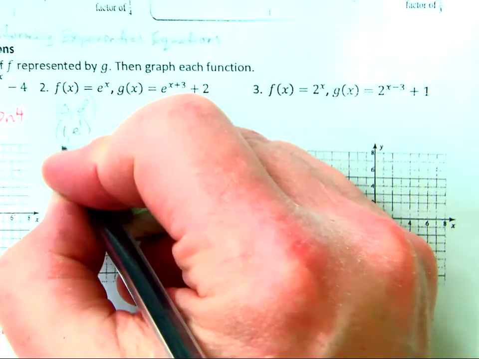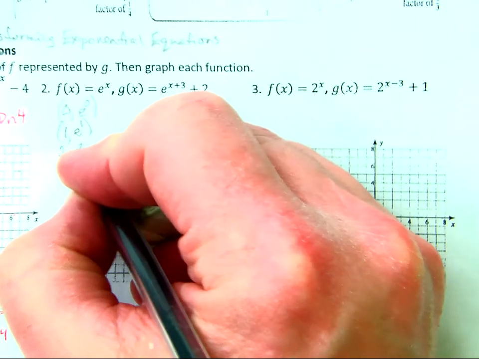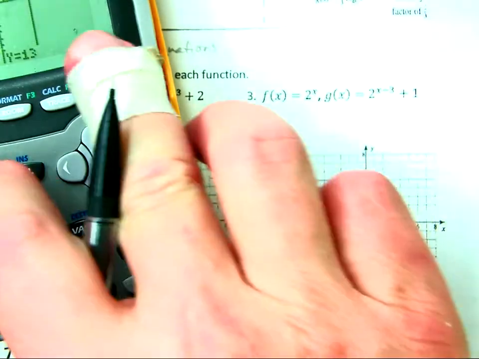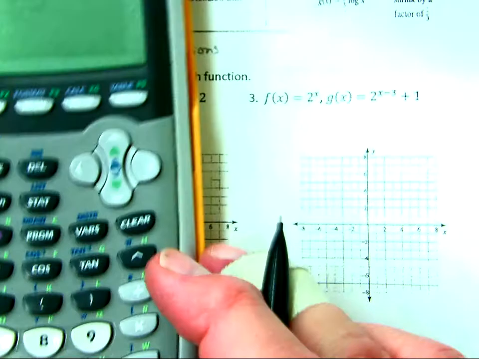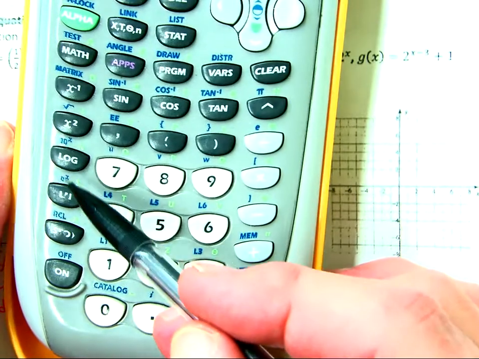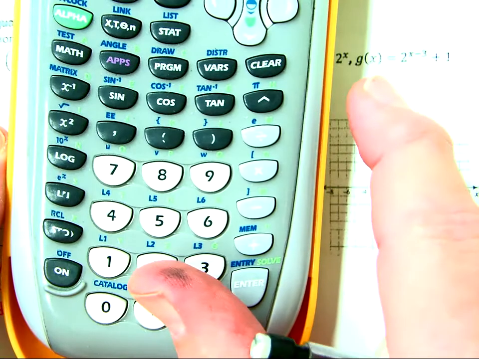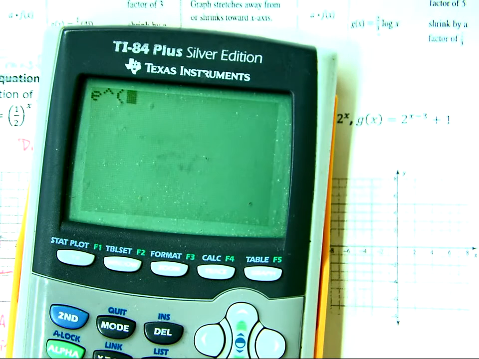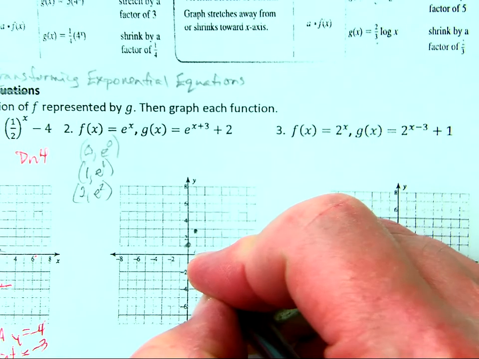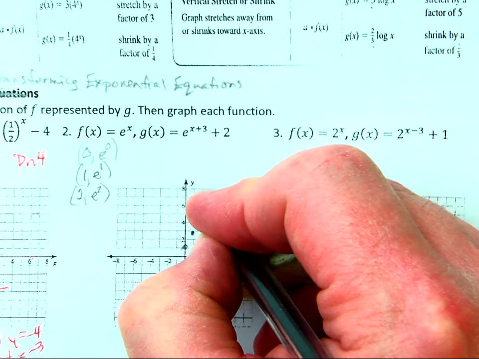If we put in 2, that'd be e squared. If you do that on your calculator, remember there's an e to the x button above the ln. So I would hit second, e to the x. So my screen looks like that. I want it squared, so I put in a 2. It says that's 7.389. So about 7.4. So at 2, we're clear up at 7.4.